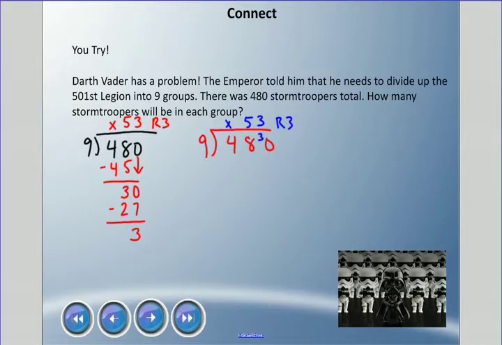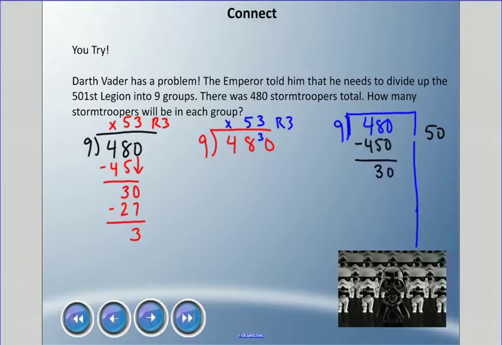If I do repeated subtraction, I have 9 into 480. And this is going to look different for all of you because you're all going to come up with different numbers. But let's say, well, I'm going to start with 100. 9 times 100, too high. 9 times 50, sorry, I'm going to use a different color. 9 times 50 is 450, which will get me 30 left over.